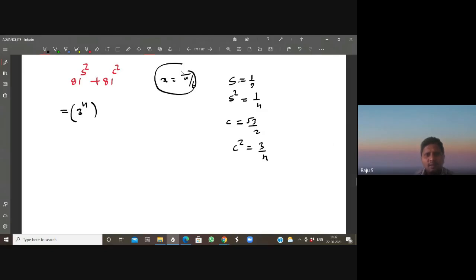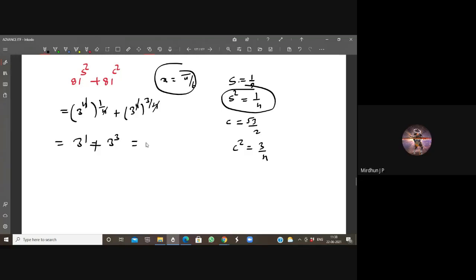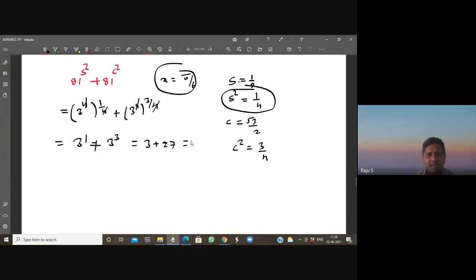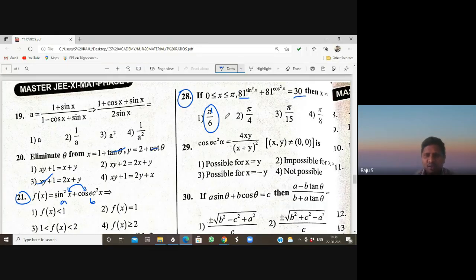When I take x is equal to 30, what is sine square value? You got it here, 1 by 4, shall I substitute? But here 3 power 4 whole power. What about cos square value? We got 3 by 4. Okay, 4 get cancelled. Here 3 power 1, here 3 power 3. First option is correct, sir. 3 plus 3 cube, 27. Shall I write 30? Is it satisfied the option? Yes or no? That's all.